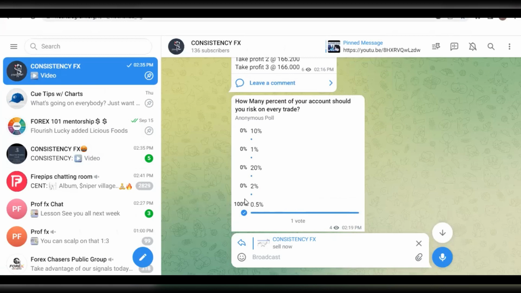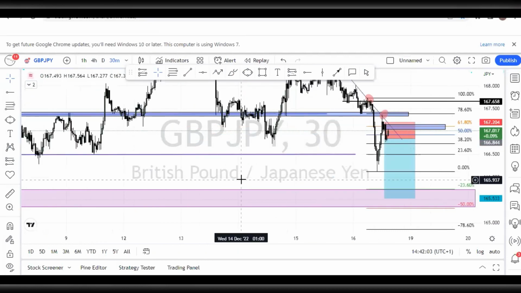For me, I chose 0.5%. Others chose 10, 20. It depends on the person. But my advice is 1%, 2%, and not more than 2%. 0.5% is also good. So imagine risking 0.5% of a $100,000 account. That's like risking $500 on a trade.